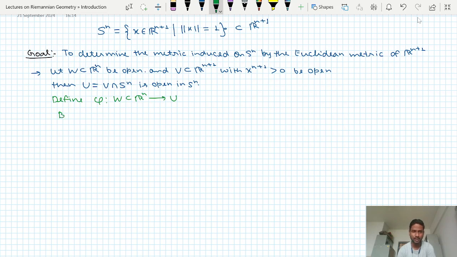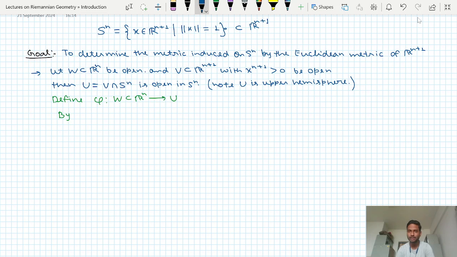So how do I define it? Now note one more thing: U here is the upper hemisphere. Okay, this is the upper hemisphere, and you see that's what's happening.